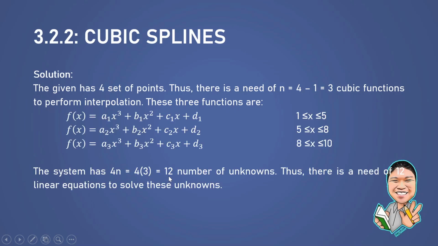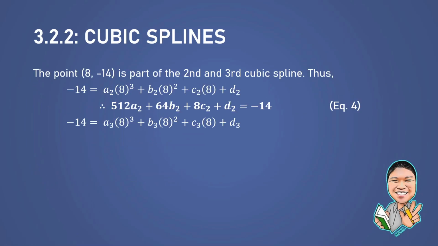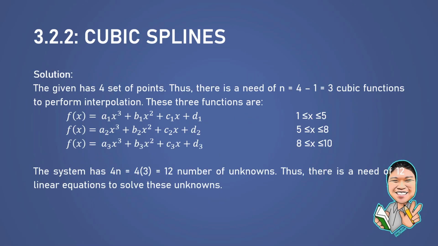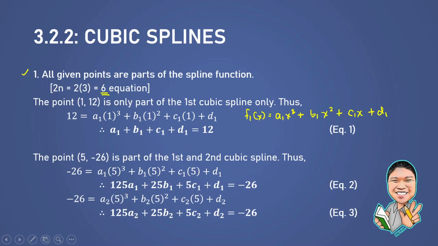So, in that case, ito yung madederive natin. Okay? So, ito siya. Pag sinubstitute nyo yung 1, kasi di ba automatic ang 1 is yung x and 12 is yung f of x, kaya 12 is equal to a sub 1 times 1 cube plus b sub 1 times 1 squared plus c sub 1 times 1 plus d sub 1. So, ang madederive natin na equation 1 is a sub 1 plus b sub 1 plus c sub 1 plus d sub 1 is equal to 12.